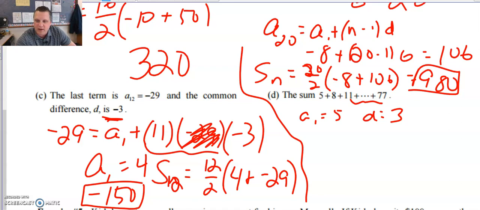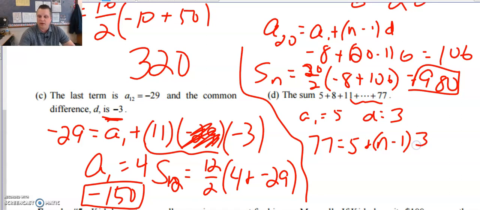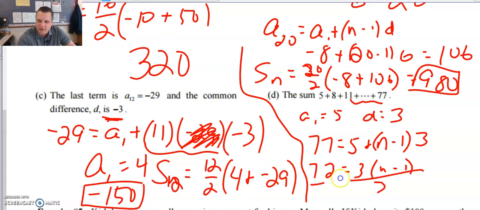So when we plug it in to find AN, well, AN is 77, A1 is 5, plus N minus 1. We are not sure what N is, and we are multiplying that by 3. So we need to solve for N. Minus 5 from both sides, you get 72 equals 3 times N minus 1. And then you're going to divide both sides by 3, and then you're going to add 1. So that would give me 24 plus 1 is 25.